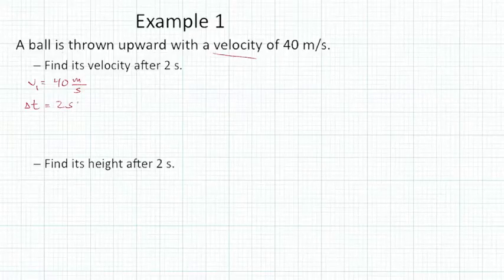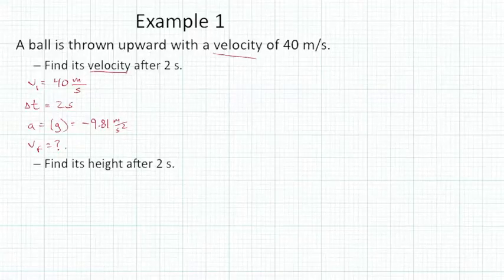What else do we know? Oh, we know the acceleration, right? What's the acceleration? The acceleration is what we call g. I'll just put g there. But what is g? g is negative 9.81 meters per second squared. So the question is what? What's the final velocity at that time right there? So vf is what we do not yet know.